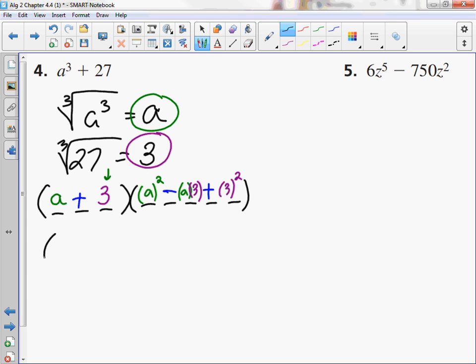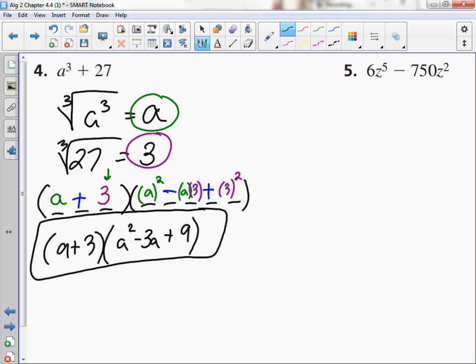Now we can simplify a little bit. We would have A plus 3. Well, A squared is just A squared. A times 3 would be 3A plus 9. Any questions on this here? That's it.